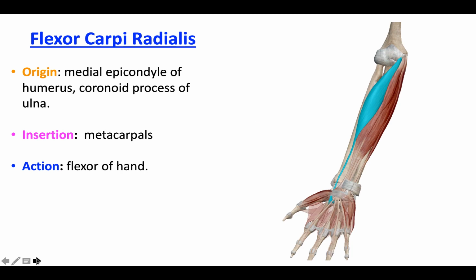All right, now these are the last muscles of the arm that I'm going to discuss. There's more muscles in the arm, but this is the last one that we're going to talk about in this class. This one is called the flexor carpi radialis. The origin is at the humerus, at the medial epicondyle, and the ulna, at the coronoid process of the ulna. It wraps all the way down and inserts at the metacarpals, and it's a flexor of your hands.